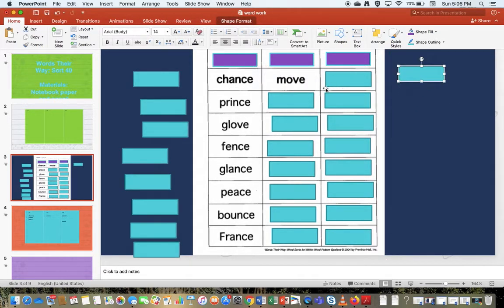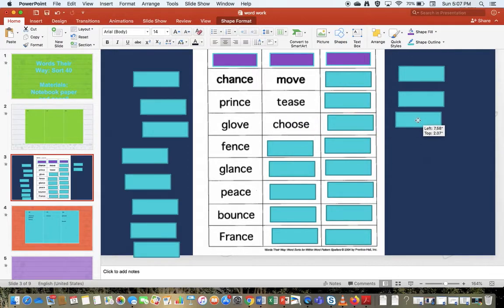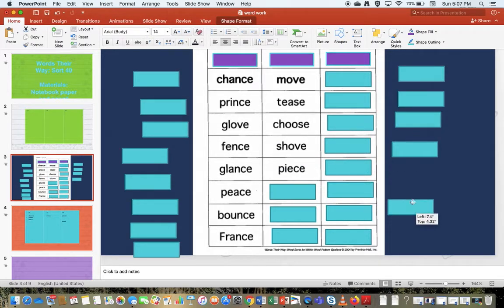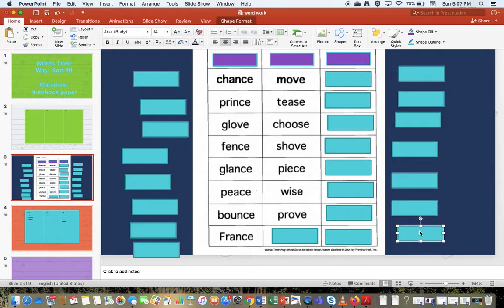Move. Tease. Notice that the SE has the Z sound in that word. Choose. Shove. Piece. This piece is like a piece of cake. Wise. Again, it has the Z sound. Prove.